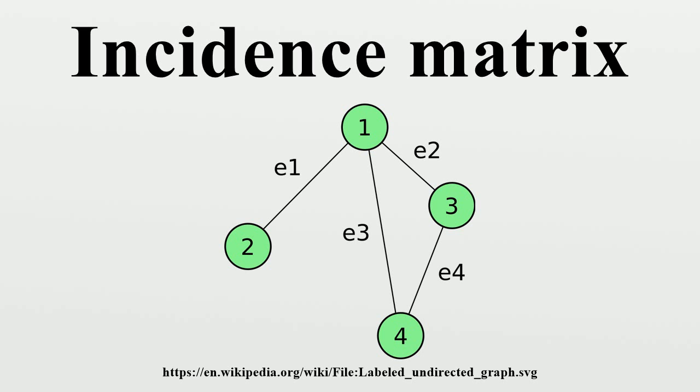For example, the incidence matrix of the undirected graph shown on the right is a matrix consisting of 4 rows and 4 columns. If we look at the incidence matrix, we see that the sum of each column is equal to 2. This is because each edge has a vertex connected to each end.